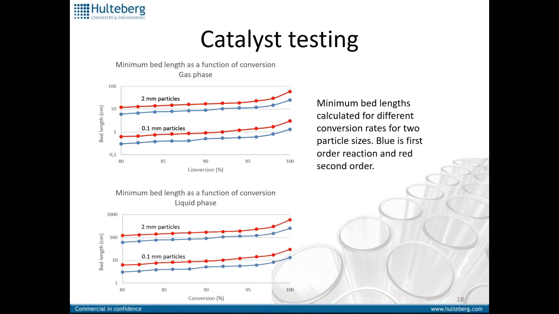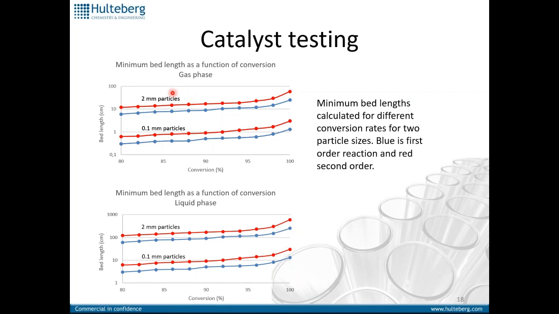So if you have a gas phase reaction, if you have 2 millimeter particles, you have to have something like a 10 centimeter long bed for 80% conversion, going up towards 100 centimeters, maybe 50. This is a logarithmic scale, and you should do your own calculations. And red is second order reaction. So if you have second order reactions, the effect of the dispersion will be higher. Blue here is first order reaction.